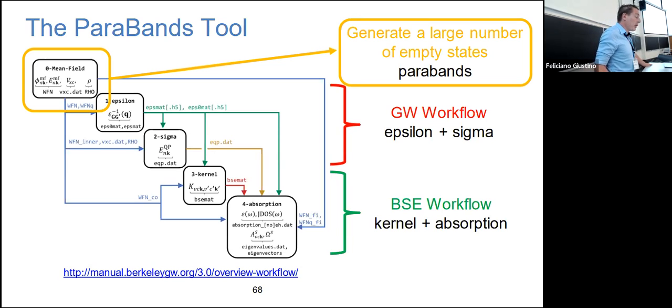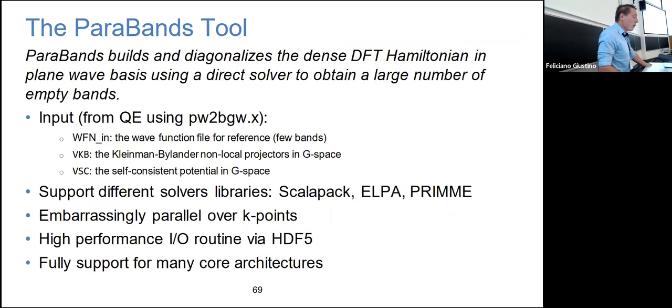And this is why we have generated this Parabands tool, which allows you to extract a large number of eigenpairs just by performing a straight diagonalization of the dense Hamiltonian. So if you want, Parabands builds up and diagonalizes the density functional theory Hamiltonian, and can build up the hybrid one as well. It doesn't matter which kind of functional you're going to use. The diagonalization will have the same cost regardless of the functional. It builds up in plane wave basis, and then uses a direct solver in order to perform the straight diagonalization.